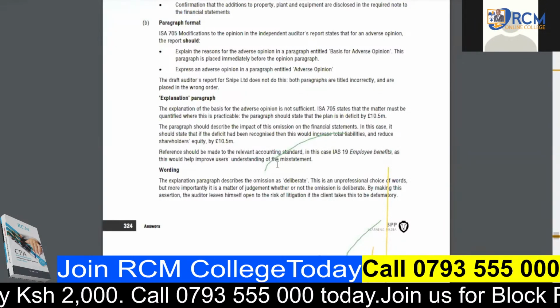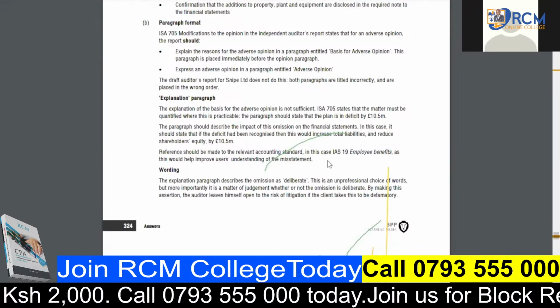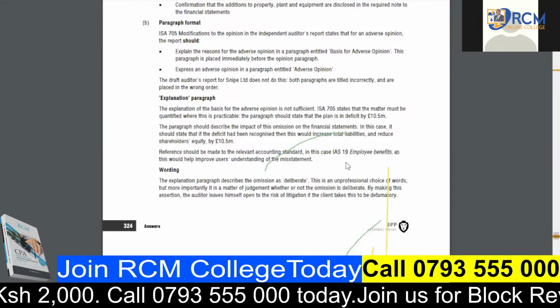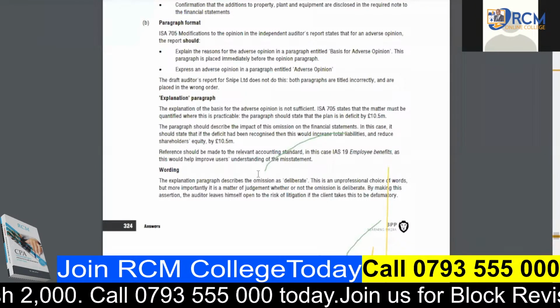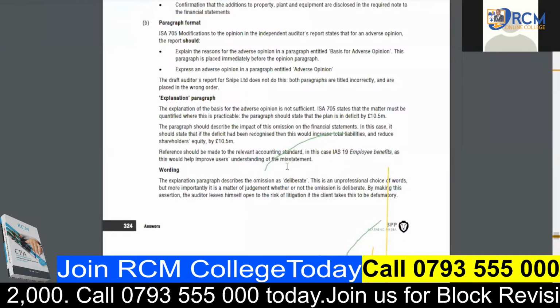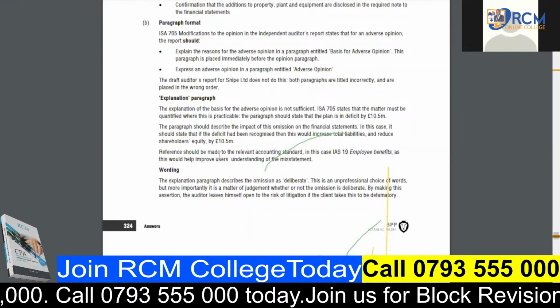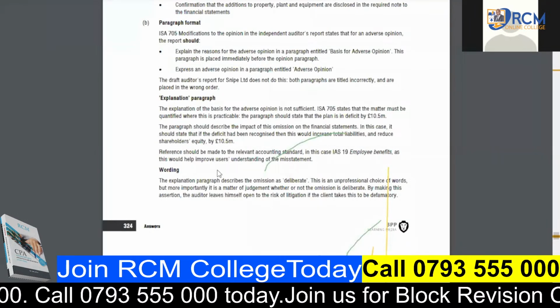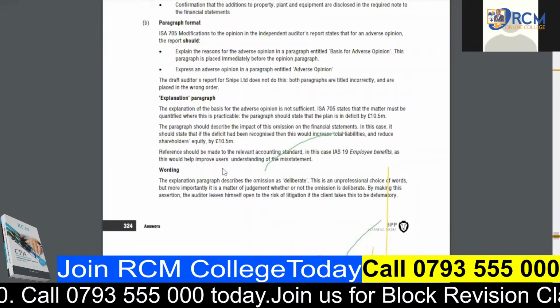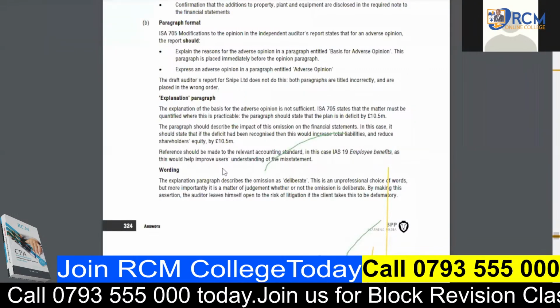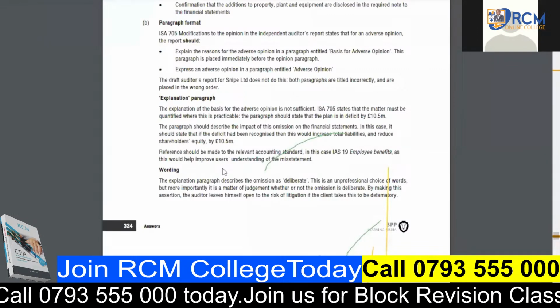Reference should be made to the relevant accounting standards, in this case, IAS 19 Employee Benefits, as this would help improve users' understanding of the misstatement. So for you, you don't really have to know this, but it's important to mention that we refer to the proper international accounting standards. You can even write those words, international accounting standards, in capital letters.